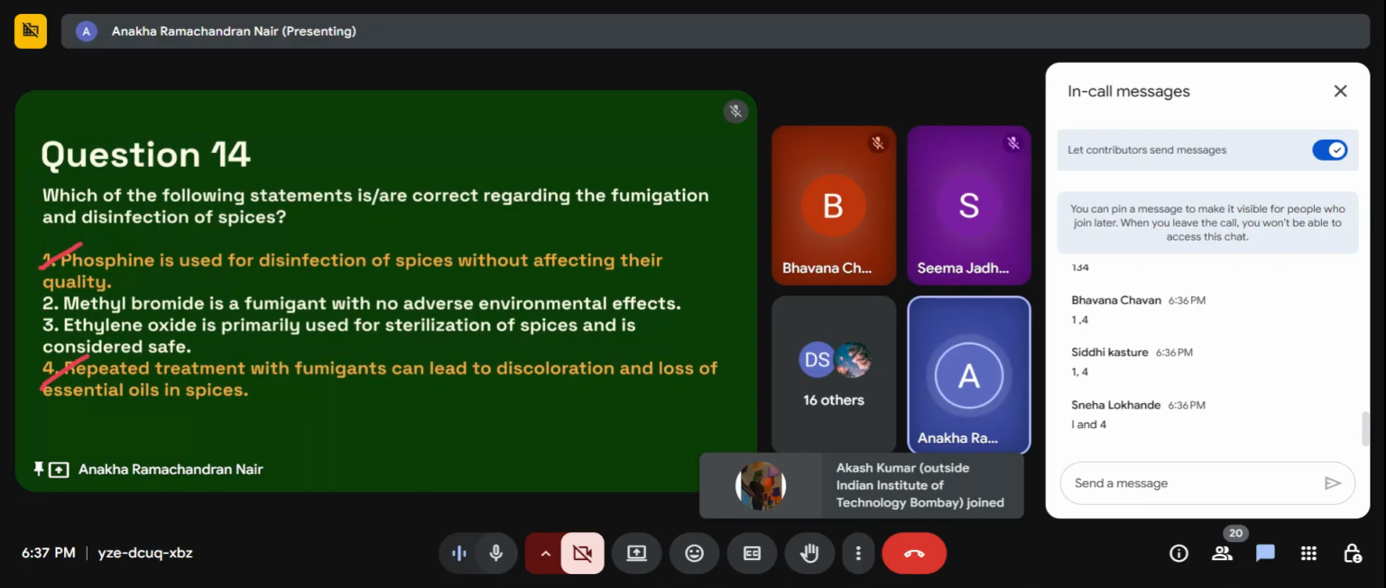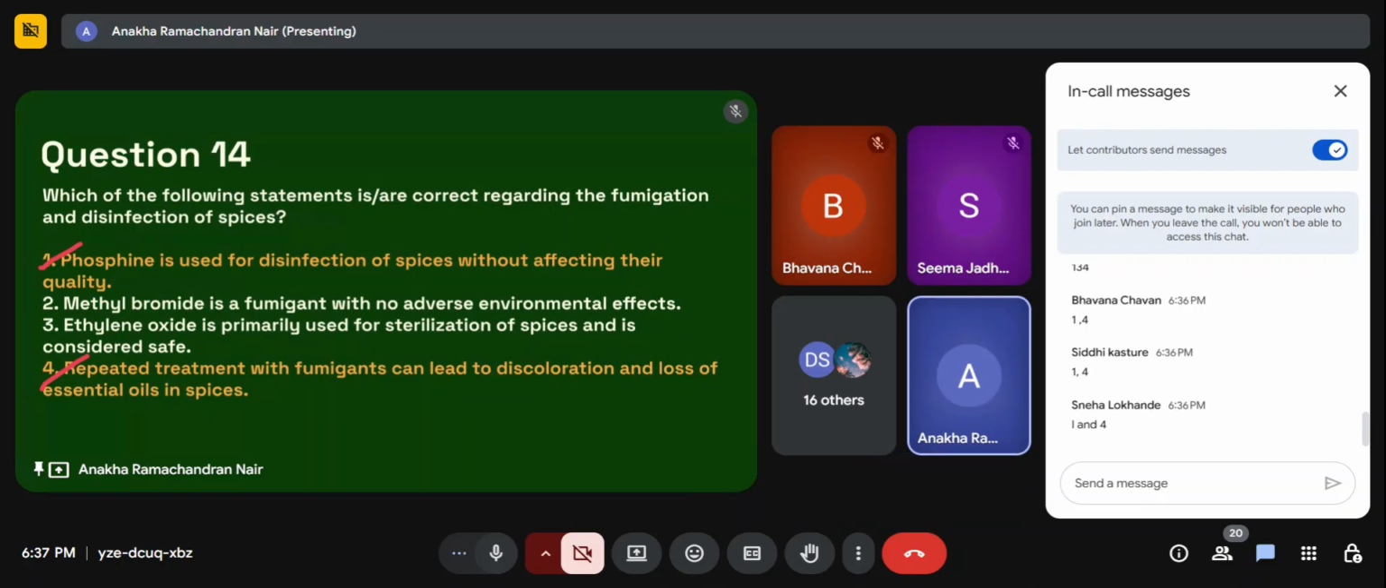Okay, so methyl bromide is a fumigant that has been used to fumigate spices, but it has been identified that it causes serious ozone depletion, right? Its ozone depletion potential, ODP, is 0.7. So it can seriously cause ozone depletion, and that's why it's not used frequently. Ethylene oxide is also used for sterilization of spices, but it is a suspected carcinogen. So it is a cancer causing agent, right? That is why it is also not safe, especially since spices are something that we consume, right?